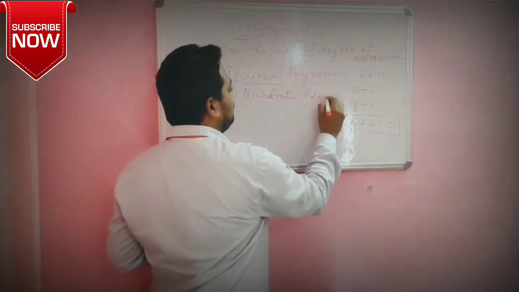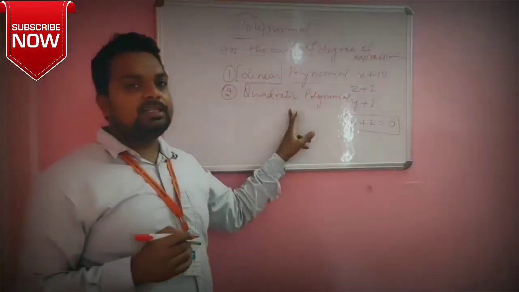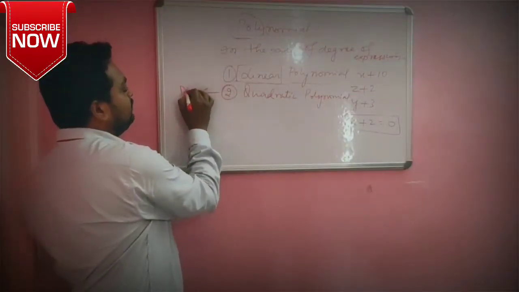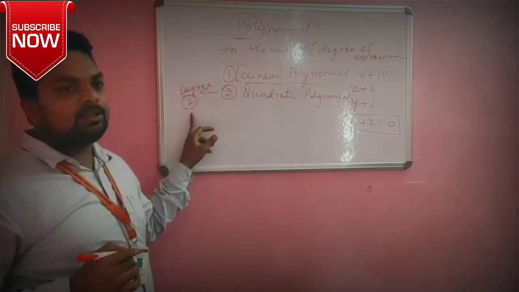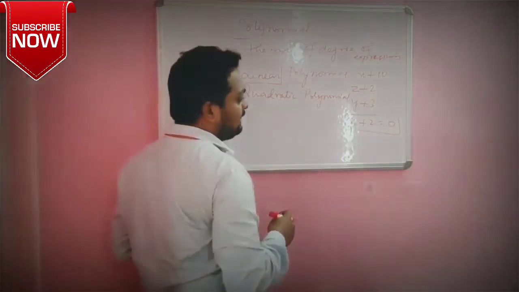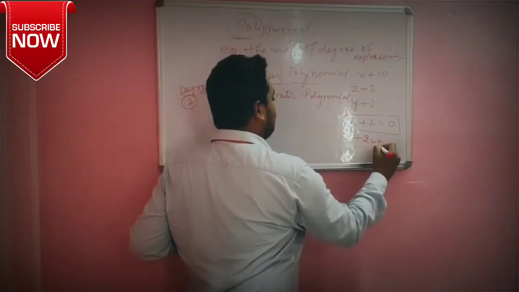Quadratic polynomial. So what is a quadratic polynomial? A polynomial which has a degree of 2 is the quadratic polynomial. So what may be an example of that type of polynomial? Like x squared plus 2x plus 3.